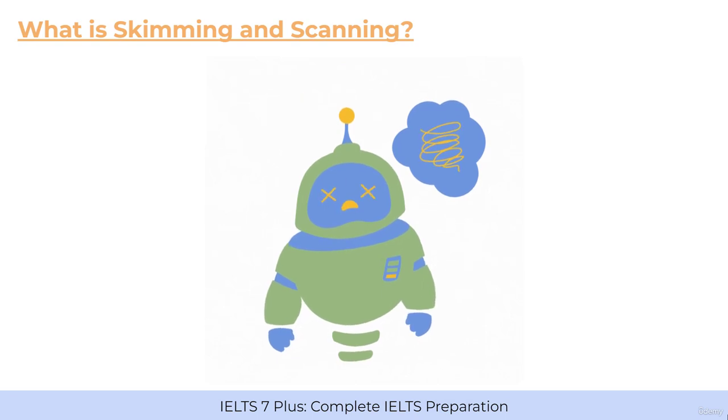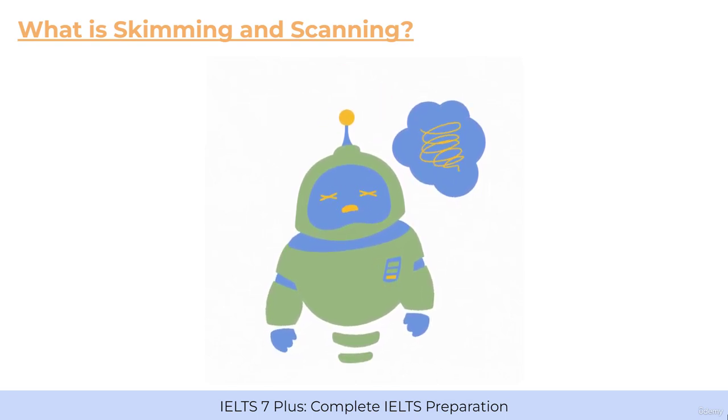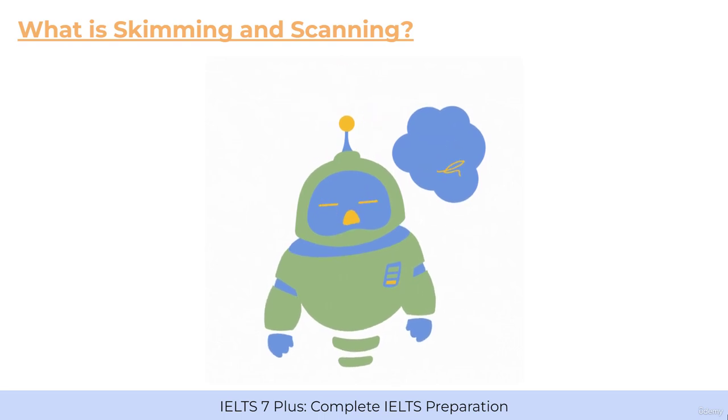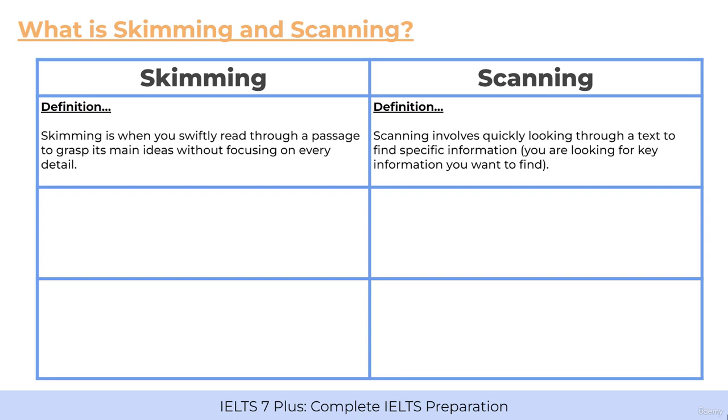You're probably thinking, what is skimming and scanning? You probably already do it often when you're reading. So let's take a look at some definitions. We'll start with skimming. Skimming is when you quickly read through a passage to grasp its main ideas without focusing on every single word and every single detail. It's fast, quick reading of the main ideas, but not absolutely all comprehension.